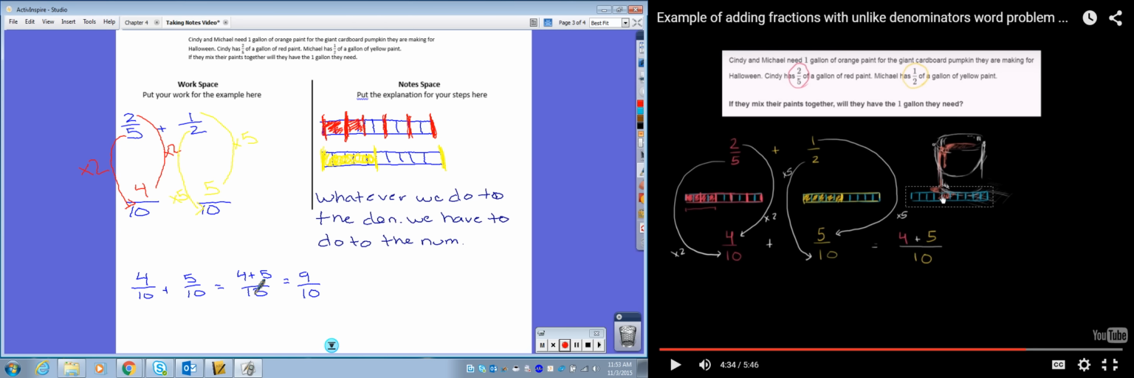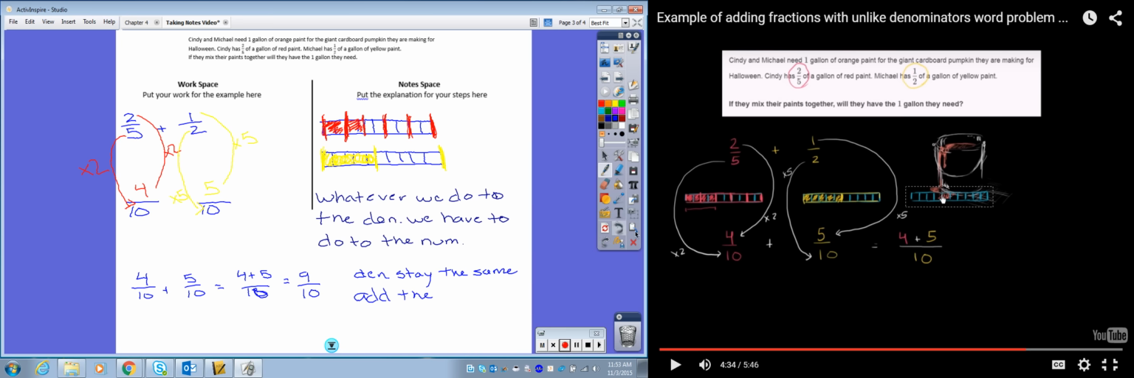But again, we did some math here, and so I need to write down what I did so that I know exactly what I'm doing the next time. So we said it was equal to some number of tenths, so the denominator is going to stay the same. And then what did we do up top? We added 4 plus 5, so I'm going to add the numerator. Okay, so I have the math over here.